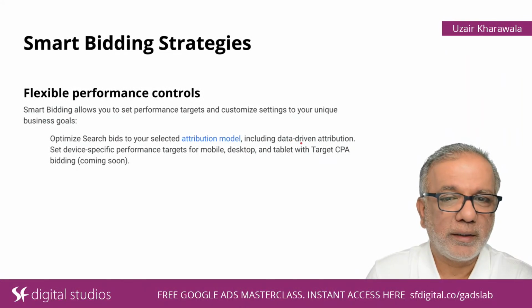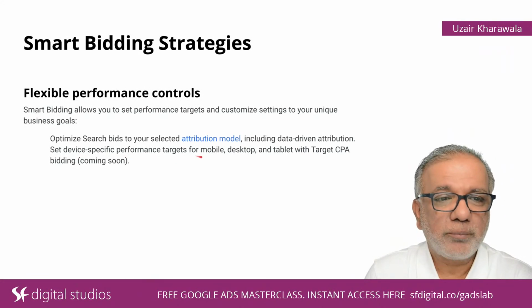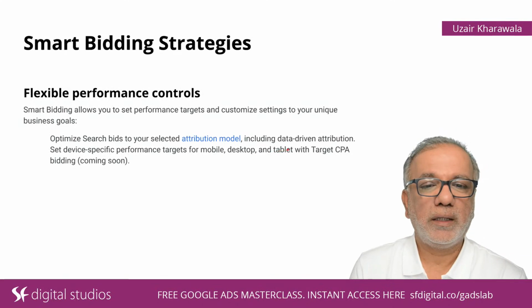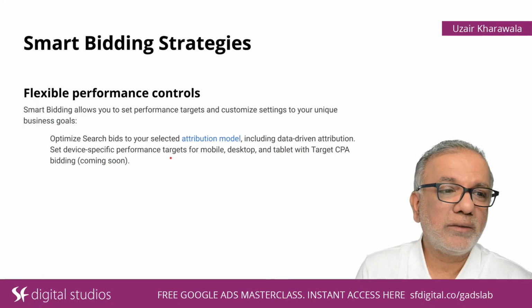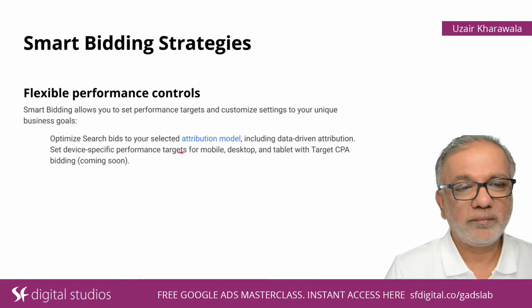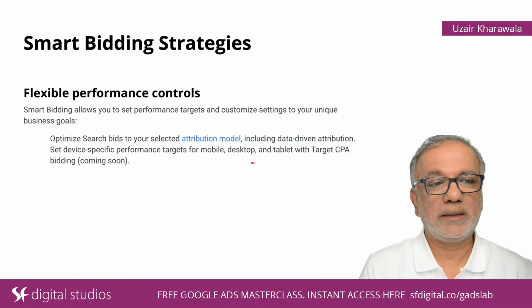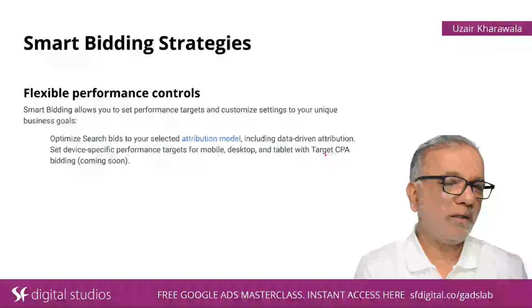Then set device-specific targets for mobile, desktop, and tablet with TCPA bidding, and that's coming soon. So that will be really interesting, that we can set up targets for each one of these devices when we are running the TCPA bids. So I'm not sure when it will come, but it will come soon.